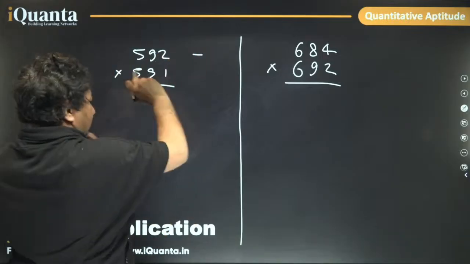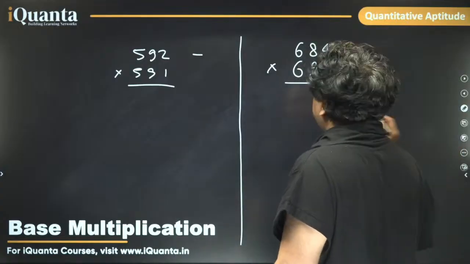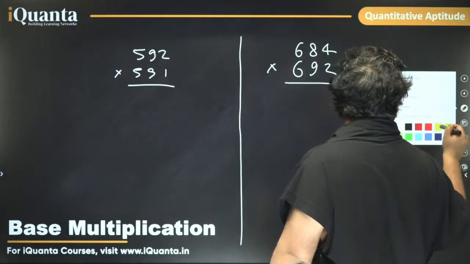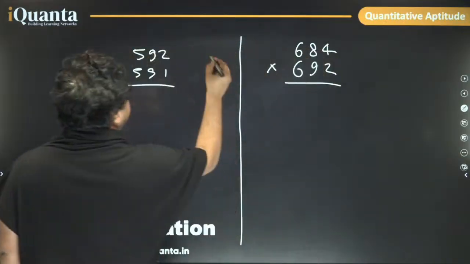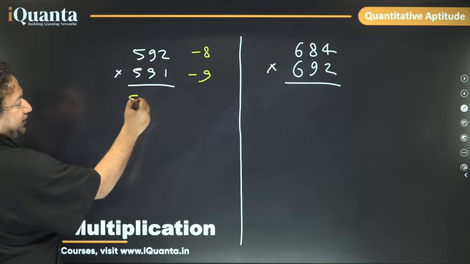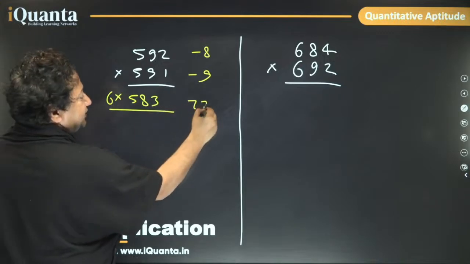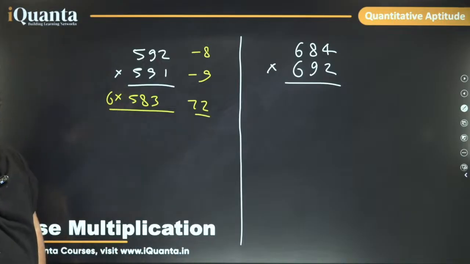So, I'll have to multiply this by, okay, 8 less, 9 less. So we have 583. Need to multiply this by 6. And 8 9s are 72. Clear?